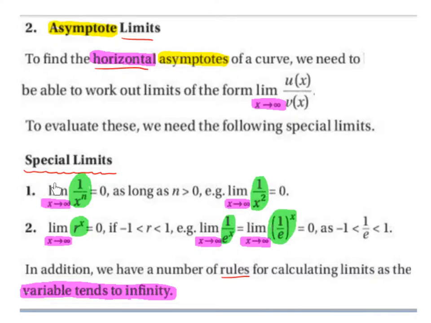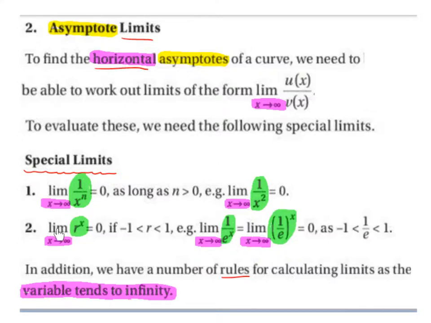The first one, the limit of 1 over x to the power of n as x approaches infinity is equal to 0, as long as n is greater than 0. So for example, we could have the limit of 1 over x to the power of 2 as x approaches infinity equals 0. So long as whatever we have here in place of the n, so 2, 3, 4, 5, 6, and so on, so long as it is positive, greater than 0.